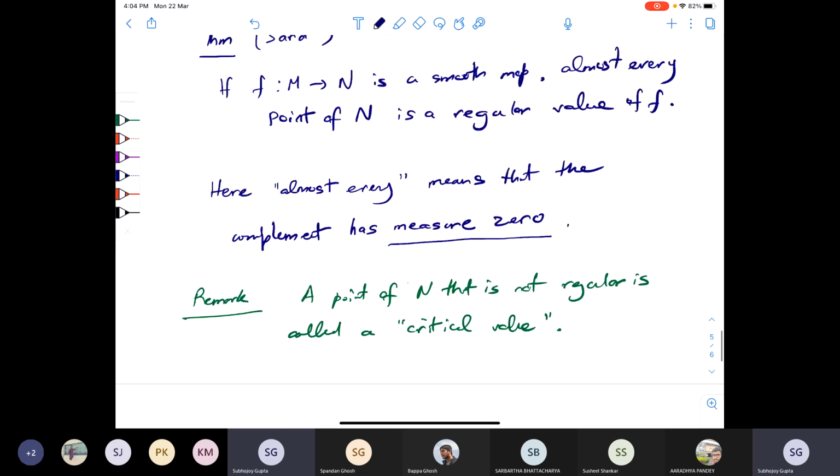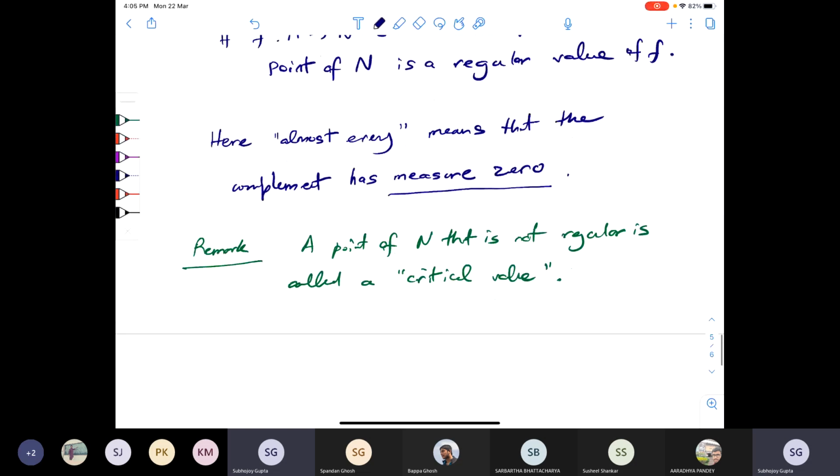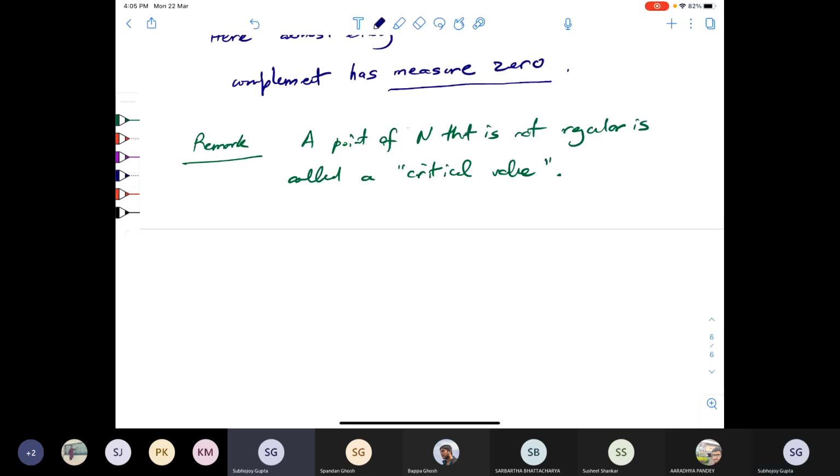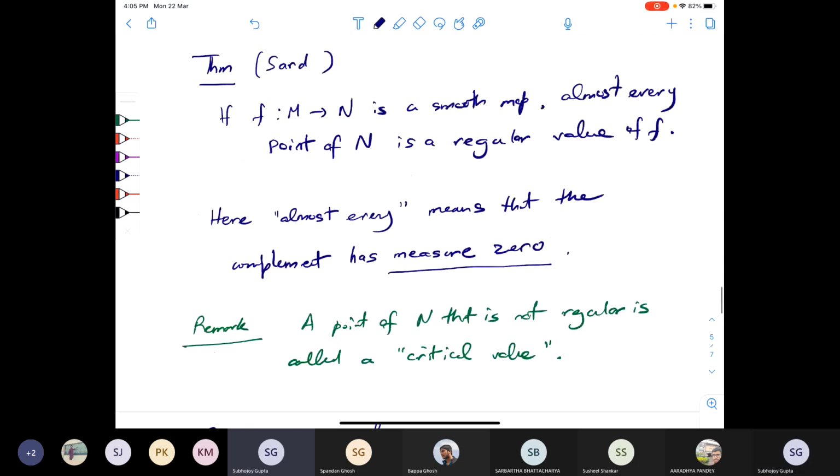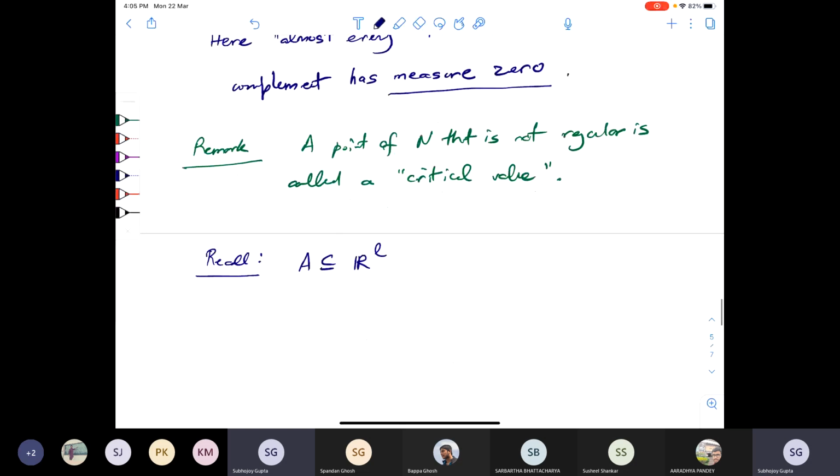Right. So okay. So what does measure 0 mean? So let me recap a little bit. You've probably seen this notion in Euclidean spaces, so let me recall what it is in Euclidean spaces. Let's say some subset of RL. We'll be talking of subsets of n, which is maybe some L-dimensional manifold. But for now, let's recall when some subset of RL has measure 0.